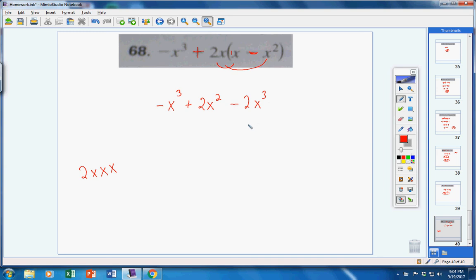Okay? Now, I see like terms here and here. So bring down your x cubed, and you have a negative 1 and a negative 2. So you owe 1, you owe 2 more, now you owe 3. And then bring down your other term, your x squared term.